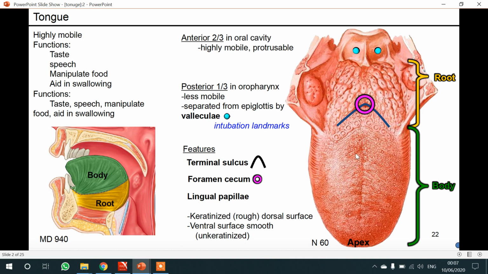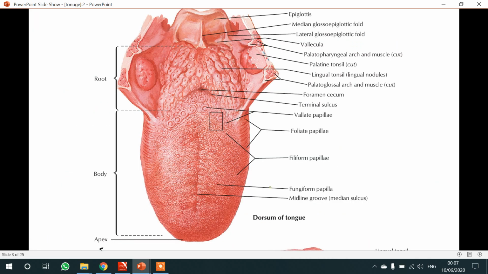So in this diagram here you can also have a very good look. So this is the tongue. It is the dorsum of the tongue. You are looking at someone's tongue protruding out of mouth. It is the view which people usually look at.